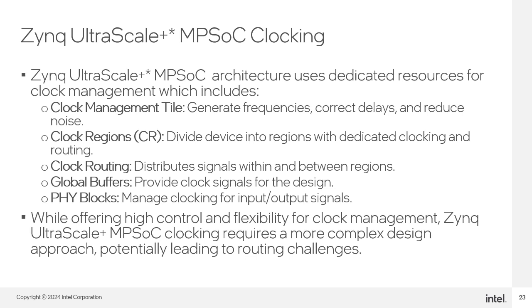The clock region in the Zynq device allocates the required dedicated clocking and routing. The clock routing is then responsible for distributing the signals within the clock regions. The global clock buffers provide the clock signals for the design. The transceiver tile blocks manage the clocking for the I/O signals.